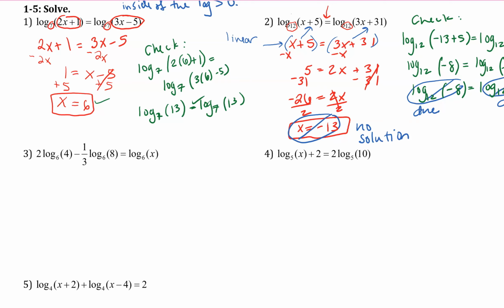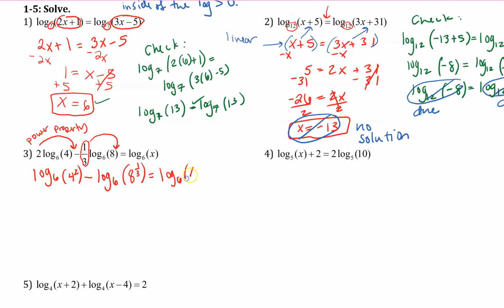So I have to use properties of logs here, and the first property I'm going to use is the power property to be able to take that coefficient of 2 that's in front of the log and make it an exponent of the 4 that's inside the log. So I'm going to rewrite that as the log base 6 of 4 squared. I can do the same thing with this coefficient of 1/3. Okay, so now I have minus log base 6 of 8, that was the inside of the log raised to the power of 1/3 because that was the coefficient of the log. So in both of those scenarios, I'm using the power property for logs.